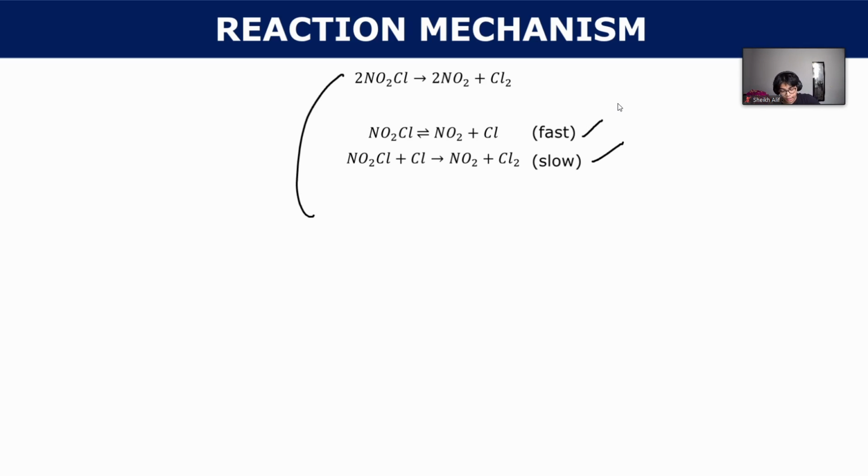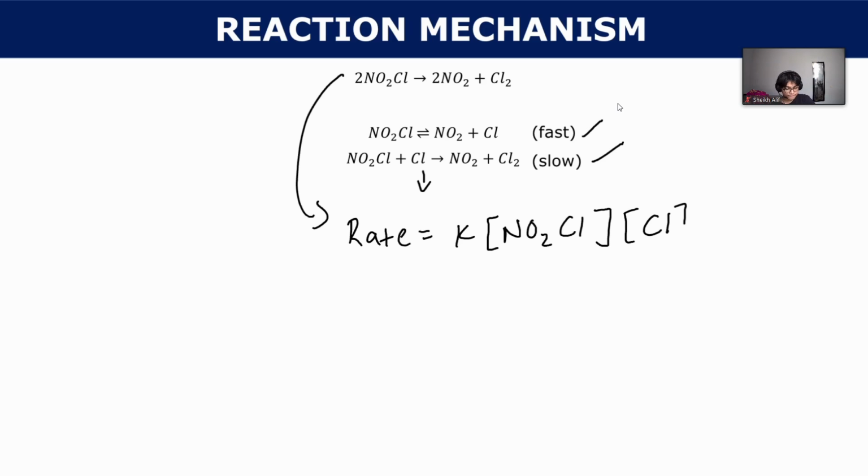So the rate law of this overall reaction is going to be equal to the rate law of this little elementary reaction right here. And so rate would equal k times the concentration of NO2Cl times Cl. There is a problem with this though, and it's that one of the things in our rate law is an intermediate. Intermediates and catalysts cannot be included in your rate law. So how would we get rid of this Cl that we have right here?